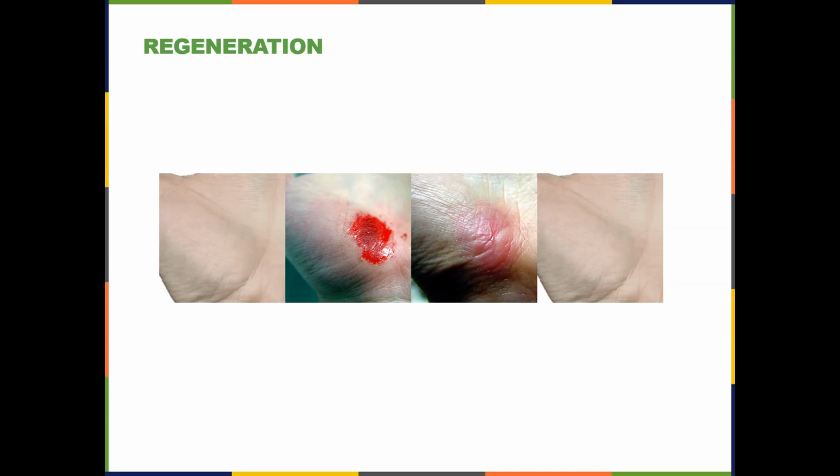Nervous tissue in the central nervous system, such as the brain or spinal cord, is not capable of regeneration, whereas nervous tissue in the peripheral nervous system, outside of the brain and spinal cord, is capable of regeneration.